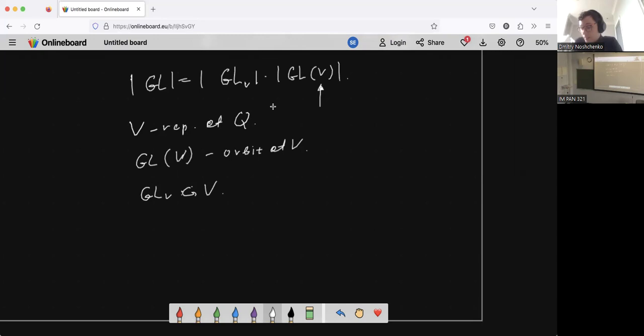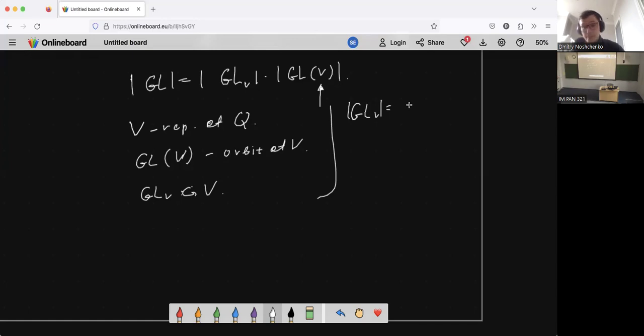Now, what is the next step? The next step is that we have this GL_V. Sorry, I would rather want this guy here, and I want to express this. This is just GL divided by GL_V.